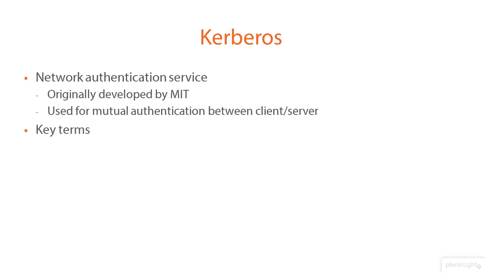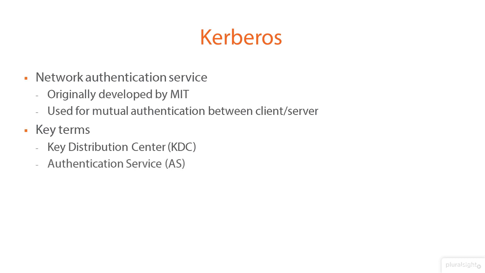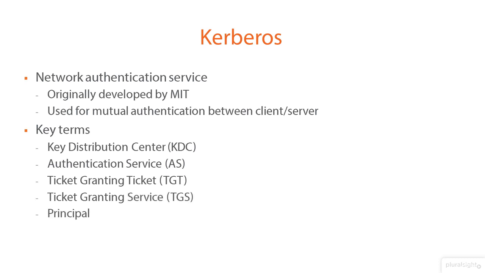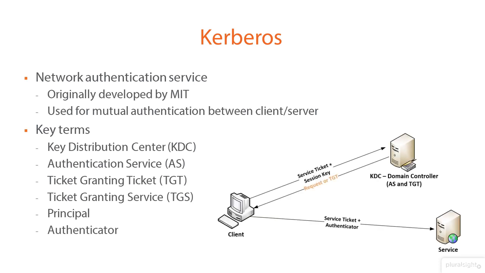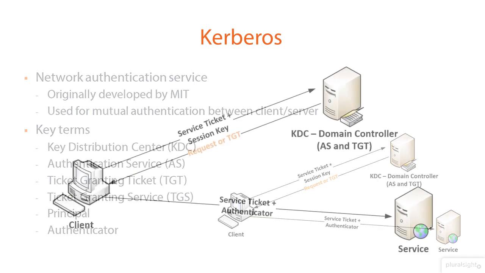All right, so some key terminology before we get into the details here. So we have something referred to as a KDC, or a key distribution center. We have an authentication service, or the AS. We have a ticket granting ticket. We have a ticket granting service, a principal, and an authenticator. So, and here's kind of the layout of the example that we're going to be using.